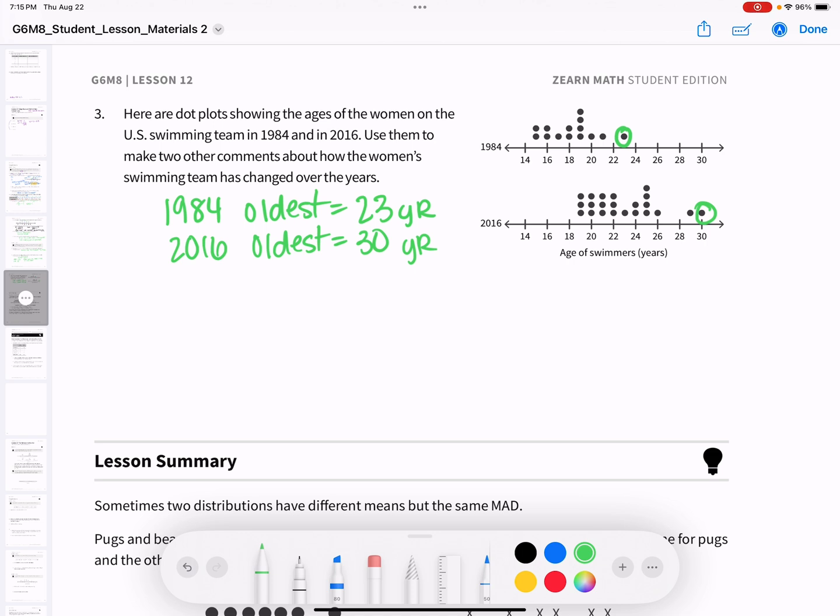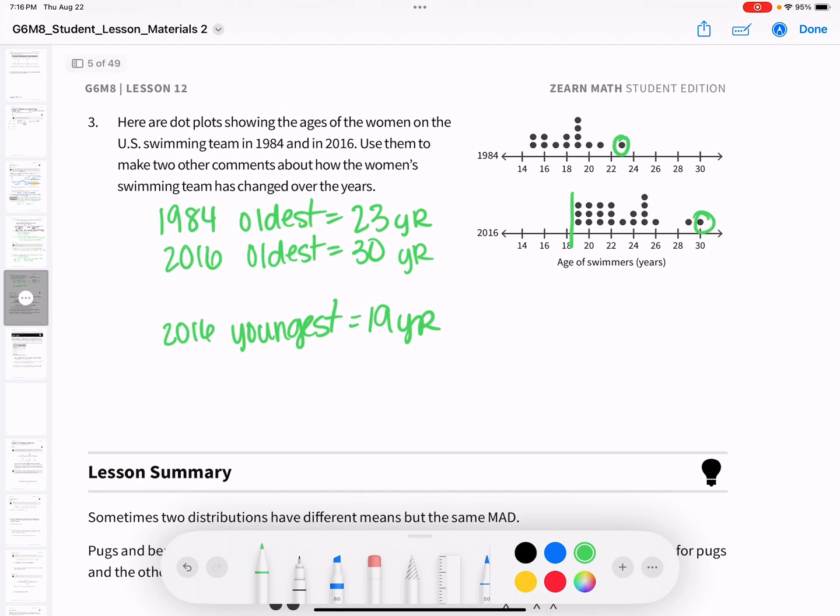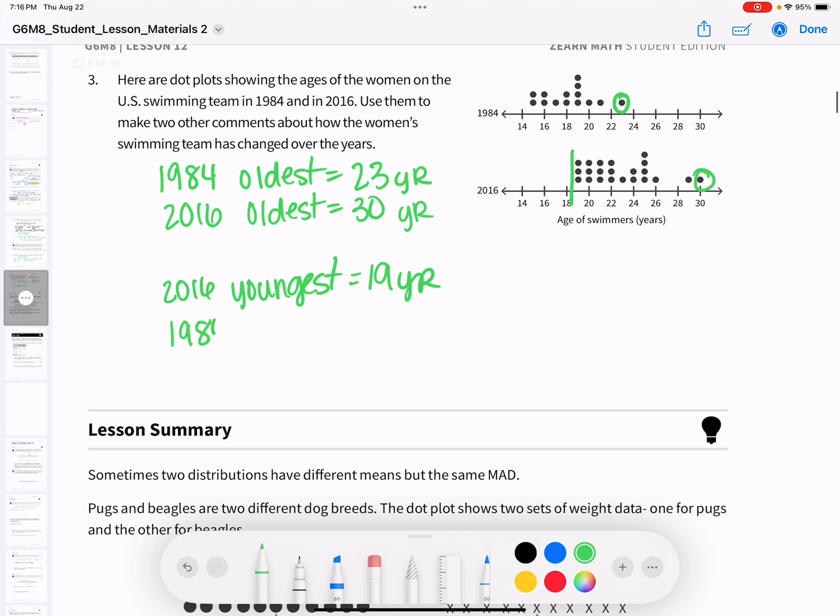Conversely, you can go to the bottom. The youngest swimmer in 2016 was only 19 years old. Right? So the youngest swimmer was 19 in 2016. And in 1984, the youngest was 15 years old. Wow. 15 years old. Okay.